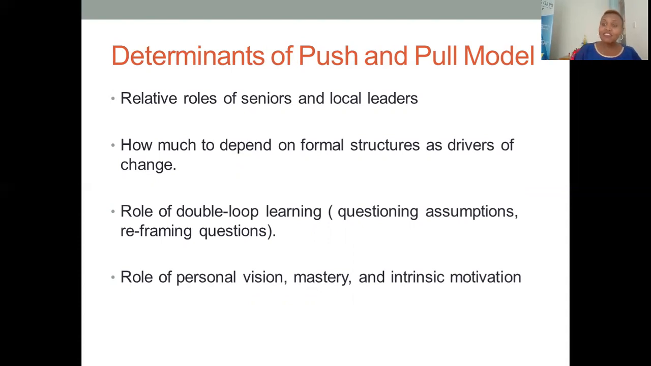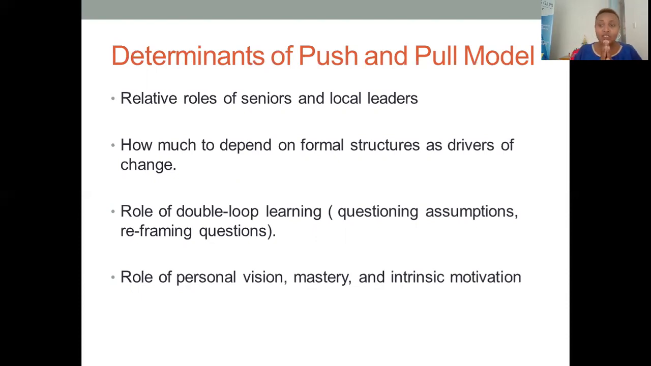But in instances where organizations are flexible, the management style is participative, maybe laissez-faire, where the local leaders have a lot of power, where there's a lot of group dynamics and informal groupings are very strong, we're likely to see a pull model. Now, how much to depend on a formal structure to drive change?